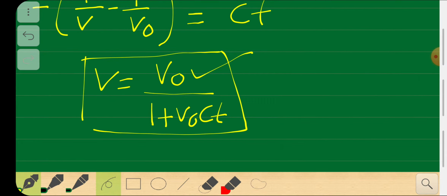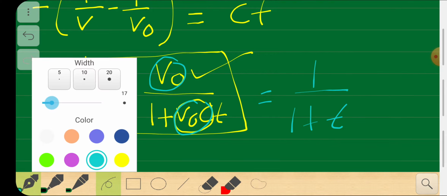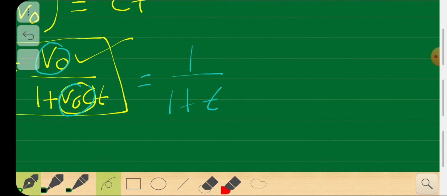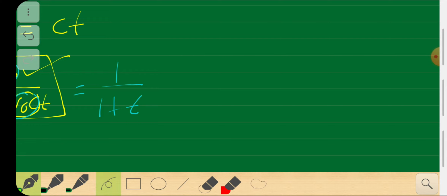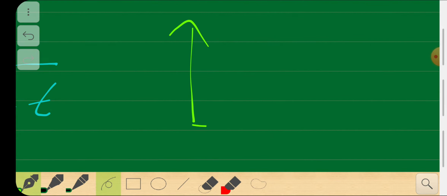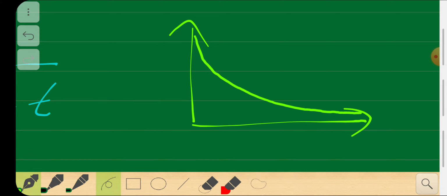Now you can see that v0 is a constant, and v0C is a constant, right? So this has the form 1 by 1 plus t. So how does it look? v is equal to 1 by 1 plus t looks something like this, let's plot that. Okay, so that's how it looks, v and t, v equal to 1 by 1 plus t.